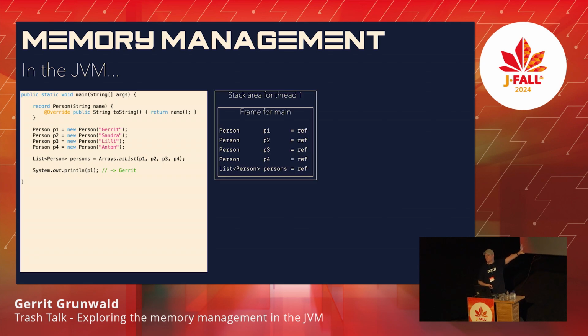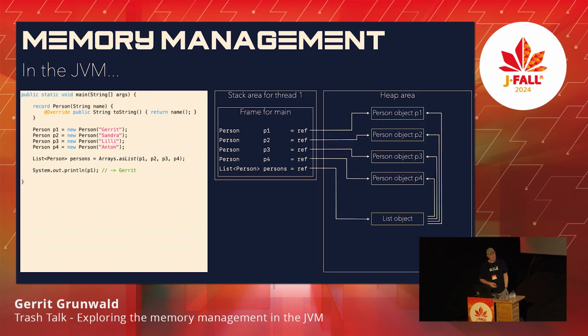This is the stack frame for this piece of code. For this thread, we have the stack frame, which contains the references to all of these objects that I created. And the objects themselves you will find in the heap, right? So there's the memory which is allocated, and you see that the references point to the objects on the heap. So that means you see the 4 objects, you see the list, and in the list on the heap you see there's an internal reference to the same objects, right?